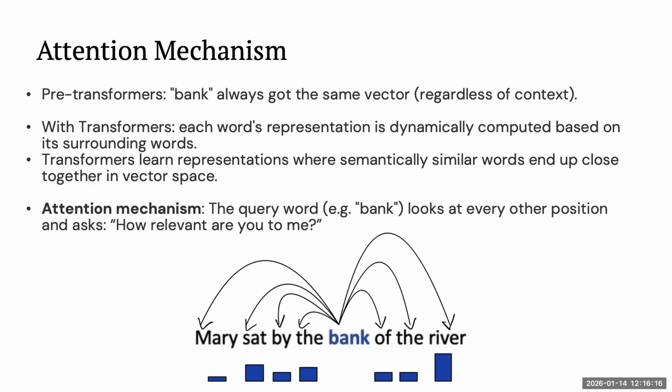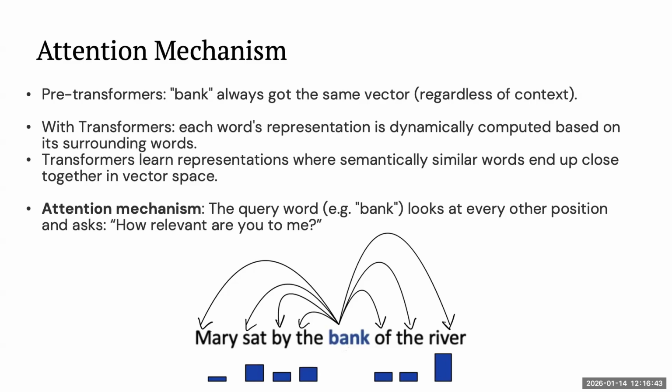So it's going to take the context of that word in order to determine what is the vector that we can associate to that new word. And attention, you can think about it as the word, when computing its representation, it asks the other words in its context, how relevant are you to me? So it says, bank, how relevant are you to me? How relevant are you to me? And so on and so forth.